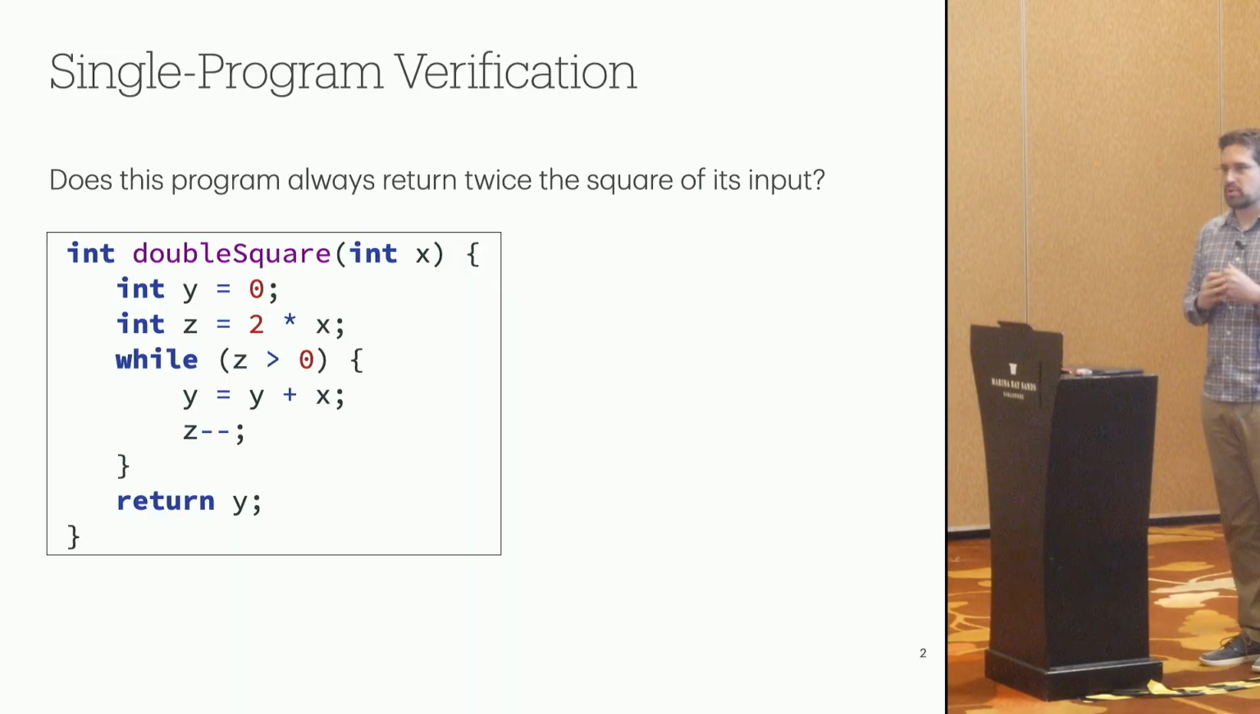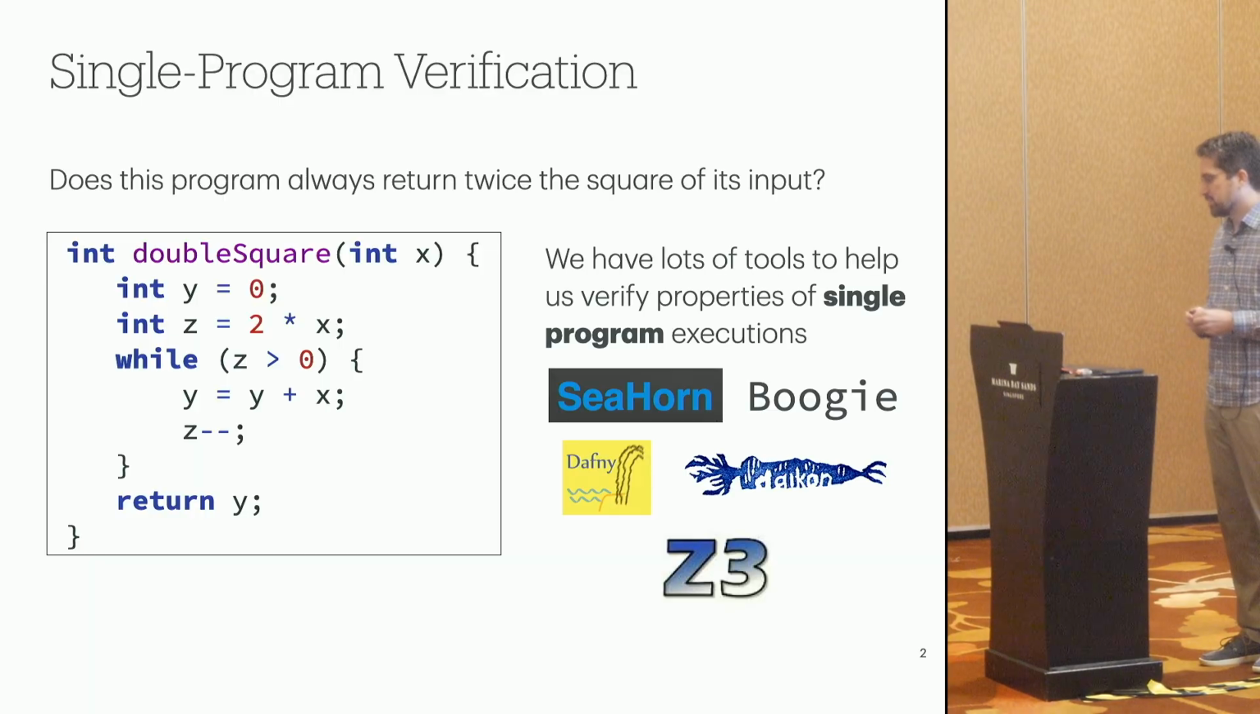So when we talk about program verification, we're often looking at a single program execution and we want to prove something about it. So here's a program that computes twice the square of its input. And we might want to ask, does it actually do that for all possible inputs? And there are lots of different tools that we have that can help us answer this question, which is great.